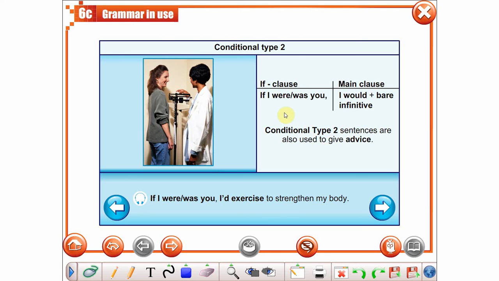Now, for conditional type 2 we have this case: if I were or if I was you. I think you know this expression, if I were you. We use it for advice or for recommendation. If I were you, I would see the doctor, for example. Look at this example: if I were or was you, I'd, it stands for I would, exercise to strengthen my body. And we use this conditional to give advice.